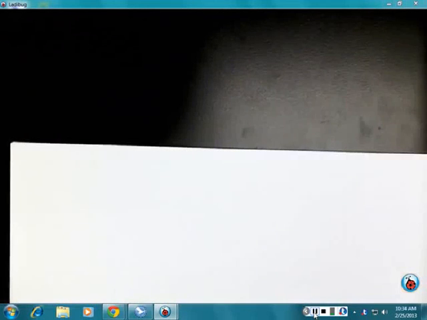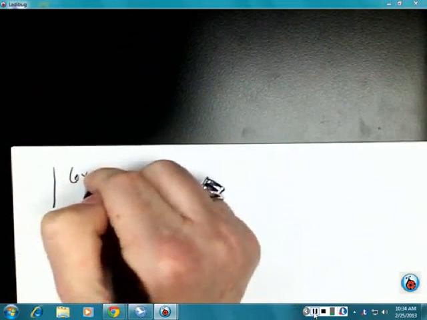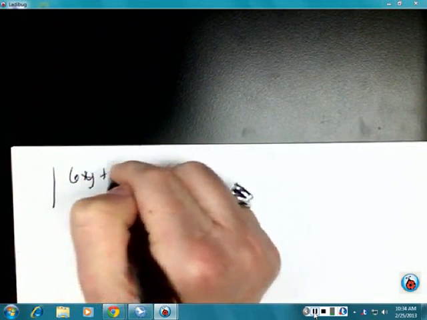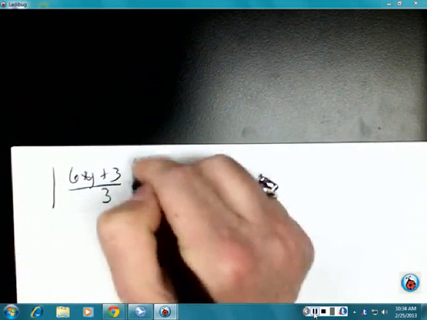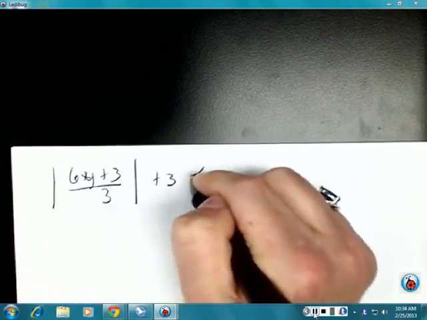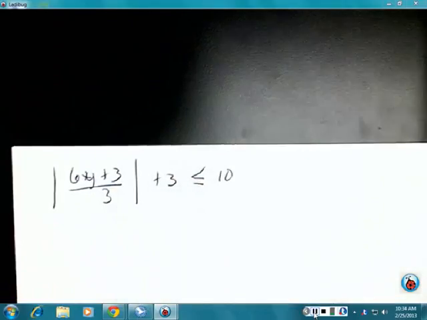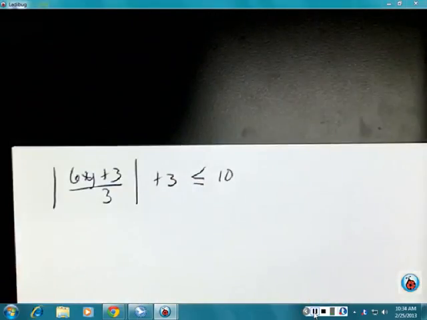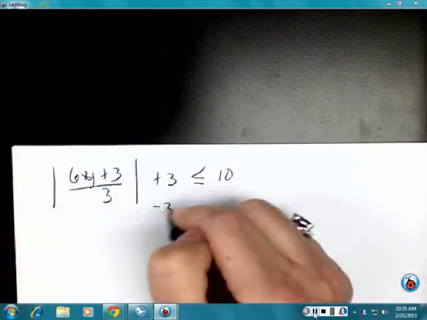So let's take a look at one of these guys. The absolute value of 6y plus 3 over 3, plus 3, is less than or equal to 10. So, minus 3.